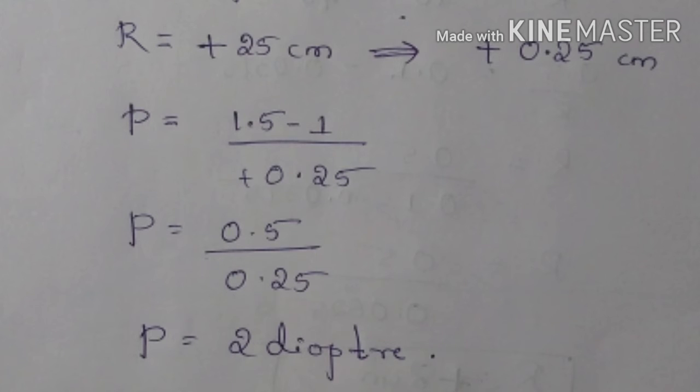So in this question we found the image distance, that is V, and we also found the power of this spherical refracting surface, which has the value 1.5 for refractive index.